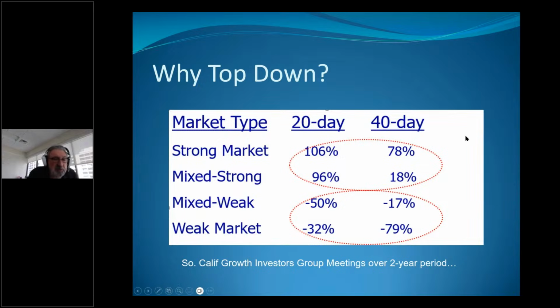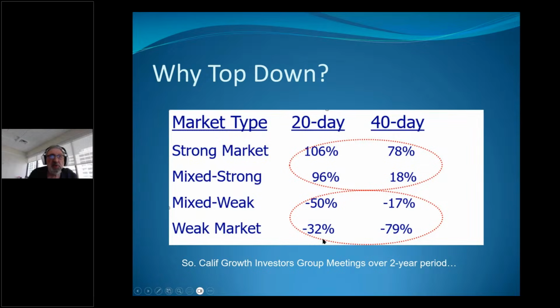Right now, if I had to guess, we're in a mixed strong. We're still going higher, although we're chopping. But retrospectively, it'll be a lot easier because we'll know exactly what happened. And when we looked at the performance, these really smart stock pickers found that they could double their portfolio value in 20 days, model portfolio, in a strong market. But these same stock pickers in a weak market did horrible.